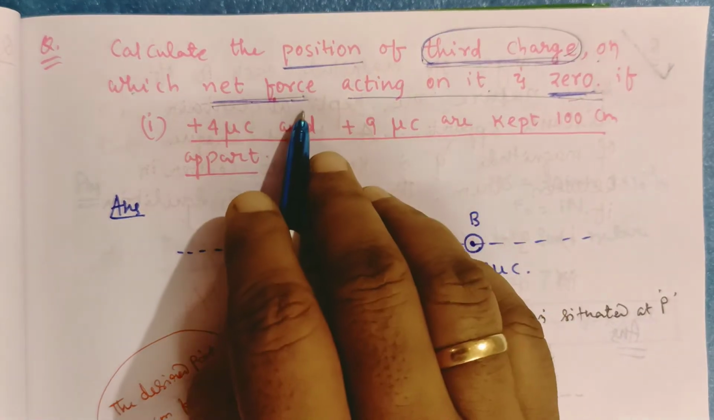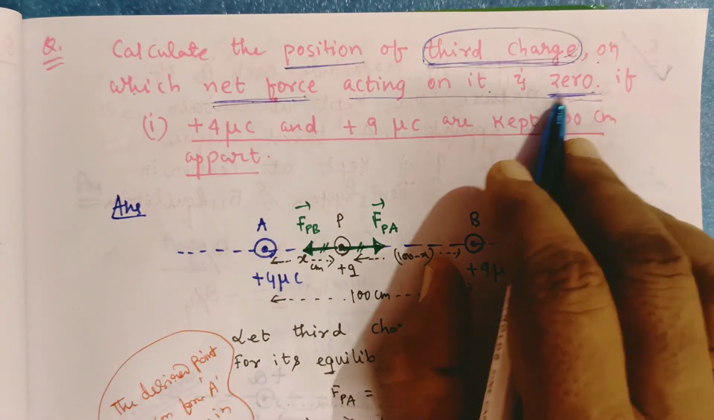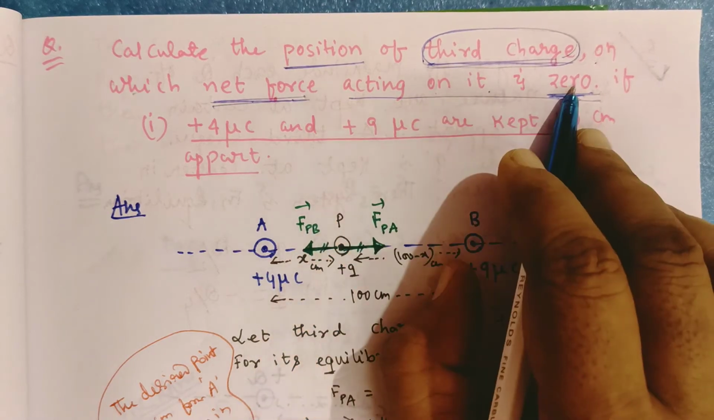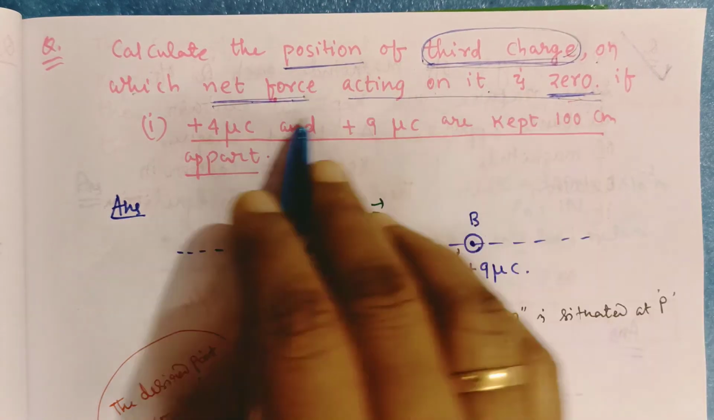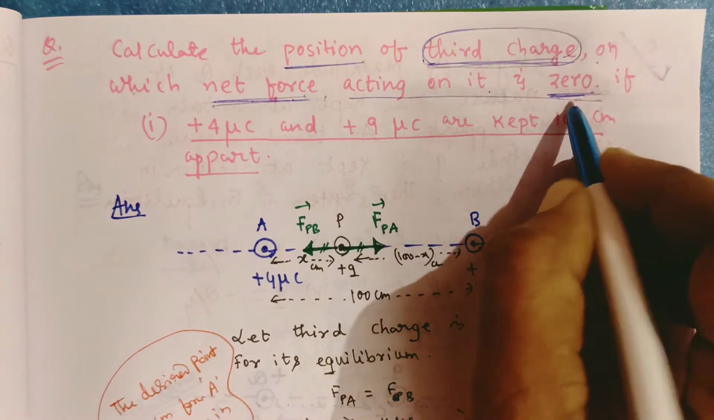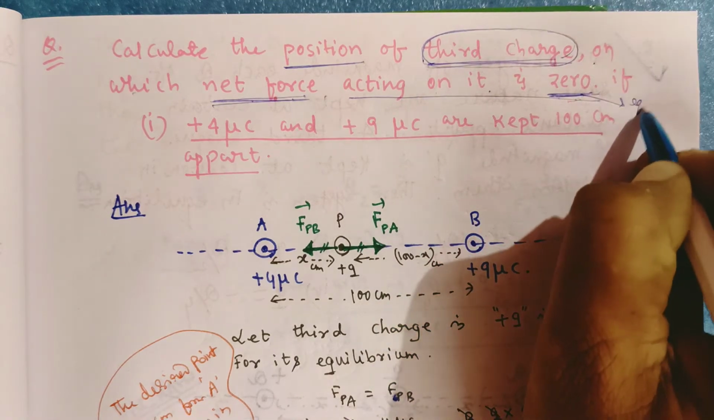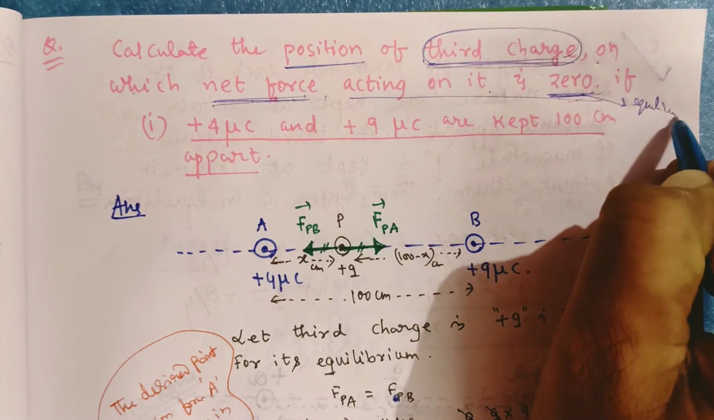Some questions also come like that. The third charge is in equilibrium. Third charge is in equilibrium means net force acting on it is 0. Third charge is in equilibrium. Some language questions are also like this.